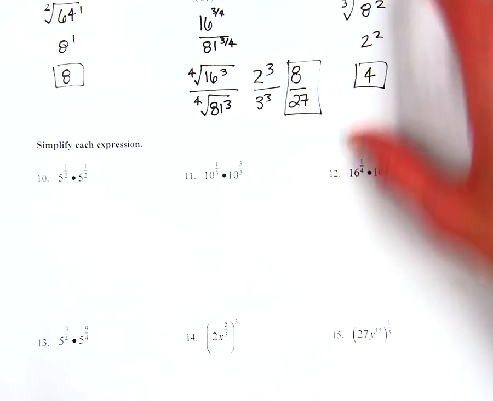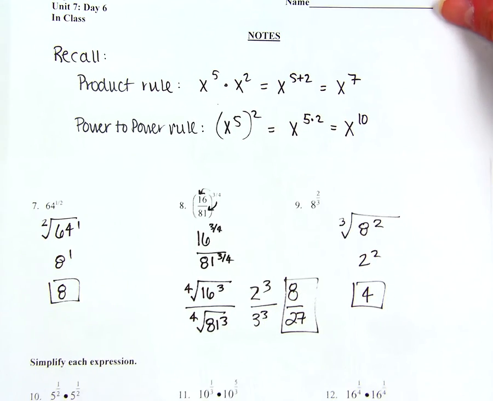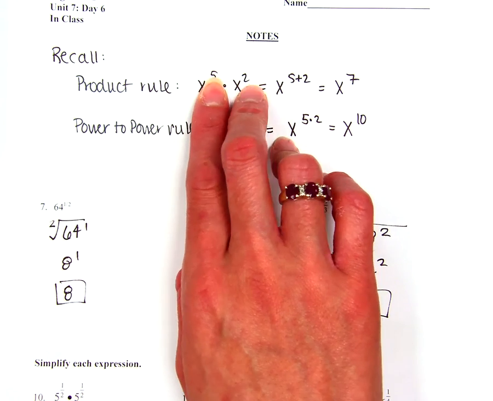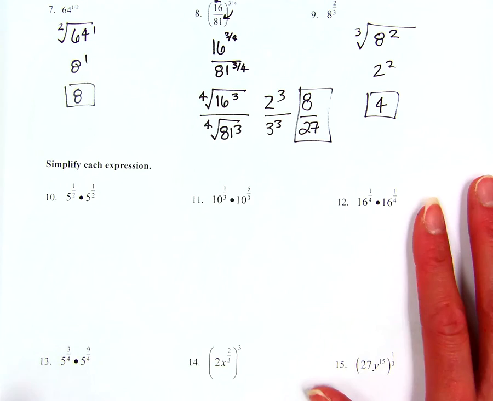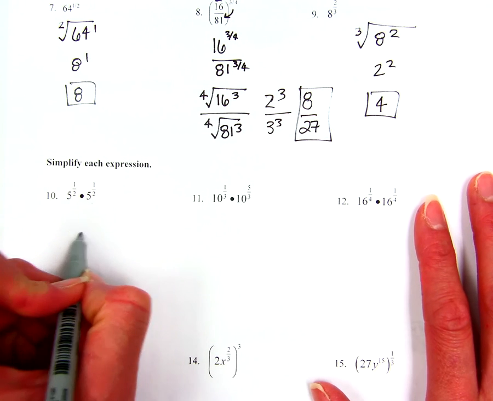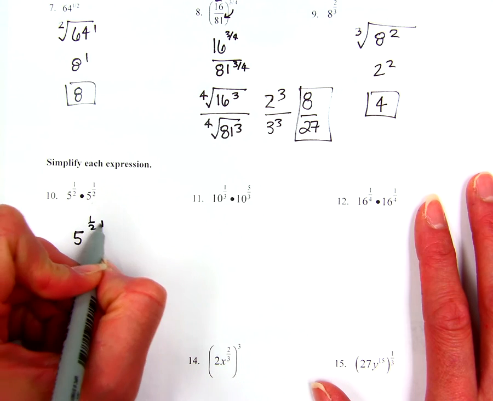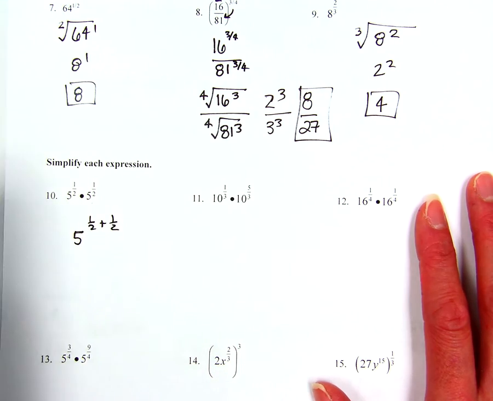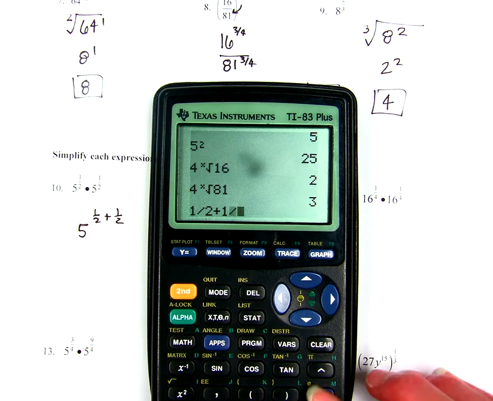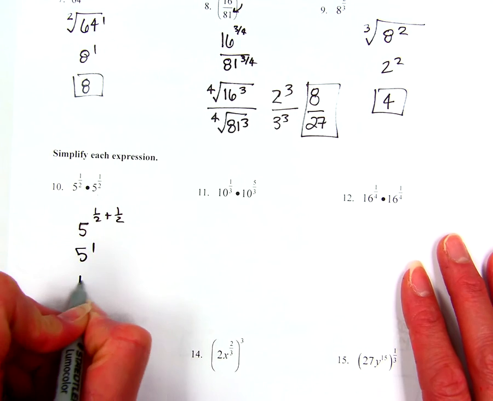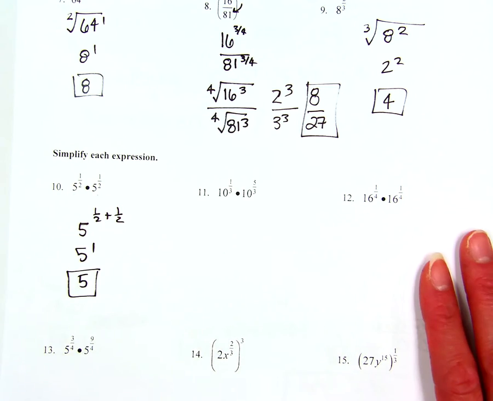Okay. And then this is an example using the product rule. If you have the same base, you keep the base the same, but you just add the exponents. So if you notice, we're multiplying, and they have the same base of 5. So don't change the 5. All you're going to do is add 1/2 plus 1/2. Right? If you don't know how to add your fractions, 1/2 plus 1/2, that equals 1. So this is really 5 to the first, and 5 to the first is equal to 5.